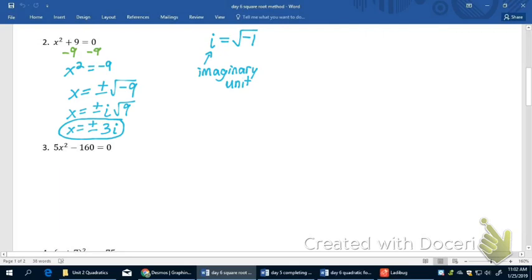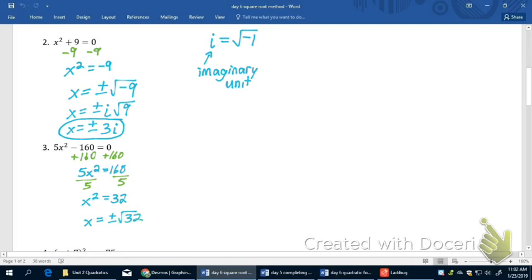Looking at number 3, this can also be done with square root method because there's no bx term. So first thing I'm going to do is add the 160 to both sides. And I'll have 5x squared is equal to 160. Then I will divide by 5. And so x squared would equal 32. Then I will square root, plus or minus the square root of 32.